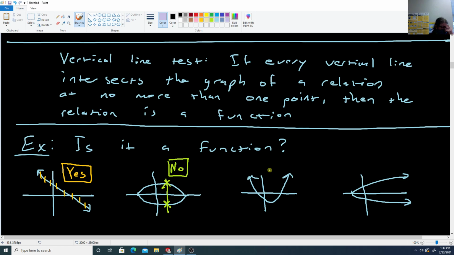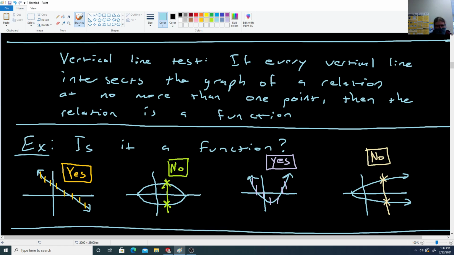Third one over here on a parabola, every vertical line I can draw on the parabola will only bump into the parabola once. So yes, this parabola is a function or defines a function. And then out here on this parabola on its side, I can find a line that hits that parabola twice. So no, that's not a function.